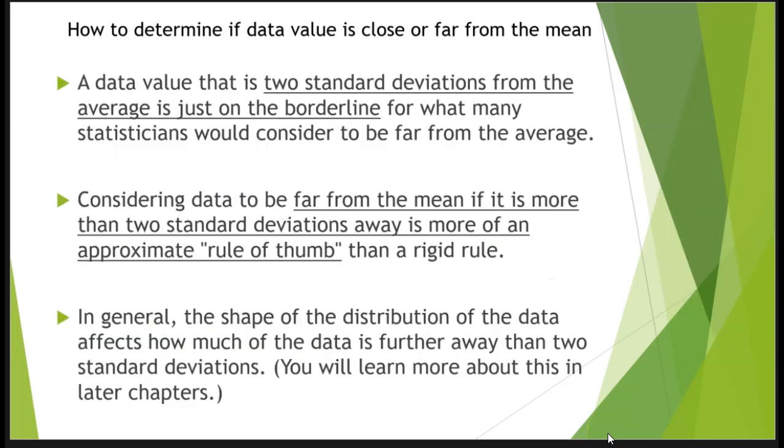Just recall that this notes the different way that we express a sample versus a population. So let's talk about how we determine if a data value is close or far from the mean. If you have a data value that's 2 standard deviations from the mean, that's what we consider to be borderline. And many statisticians would consider that to be far from the average. Considering data to be far from the mean if it is more than 2 standard deviations is more of a rule of thumb than a rigid rule. In general, the shape of the distribution of the data affects how much of the data is further away than 2 standard deviations, and we will talk about this more later in the course.